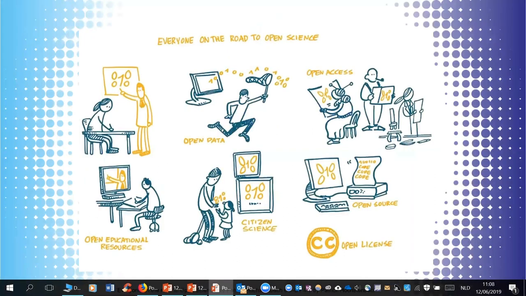So just to set the scene a little bit, open access to publication is part of a wider movement called Open Science. And the aim of open science is to make science more transparent and also more accessible to more people. So it also includes things like open education or open source or citizen science and also open data.